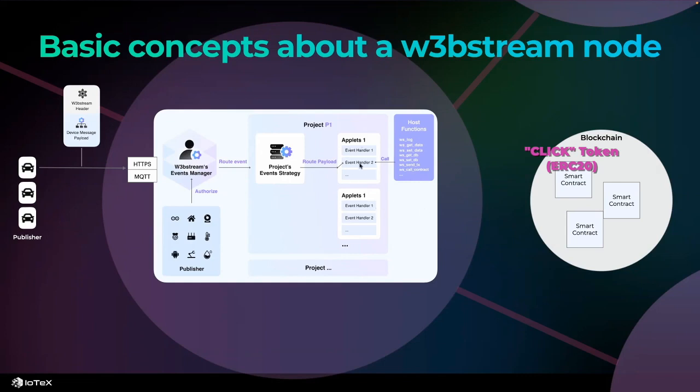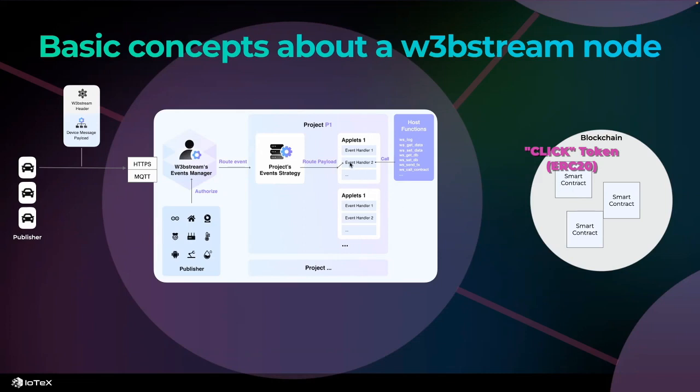So our applet is calling the send transaction to send a transaction to our smart contract and call the mint function. That's possible because the WebStream node will sign the transaction with a private key that's also owning this smart contract.